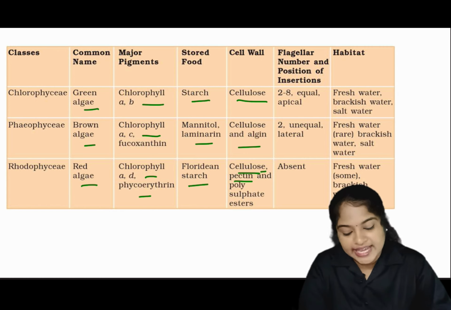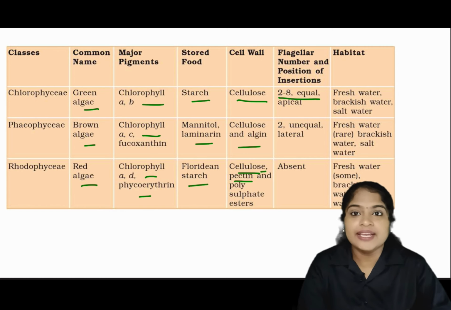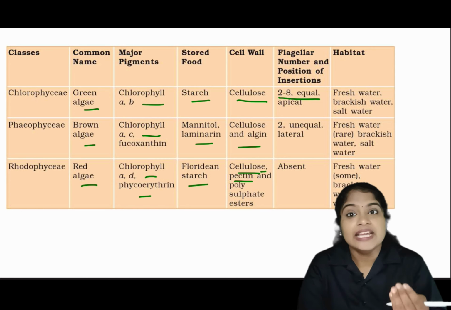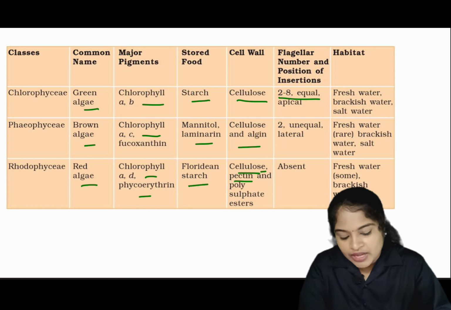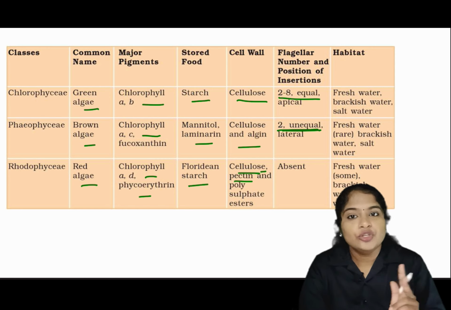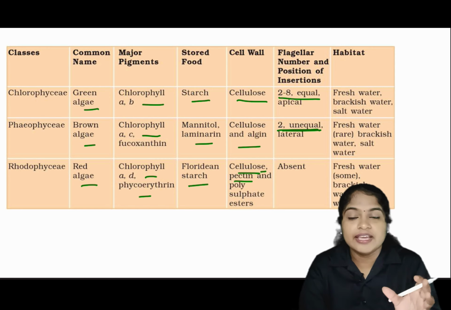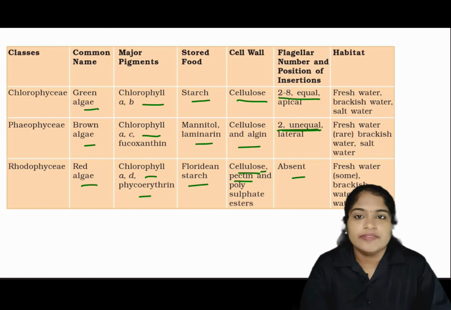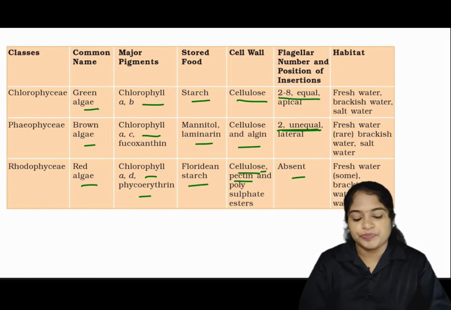In Chlorophyceae, 2 to 8 equal apical flagella are present. Now coming to Phaeophyceae, the flagella are unequal. Two flagella are there and they are found laterally. Now in Rhodophyceae, the flagella are absent.